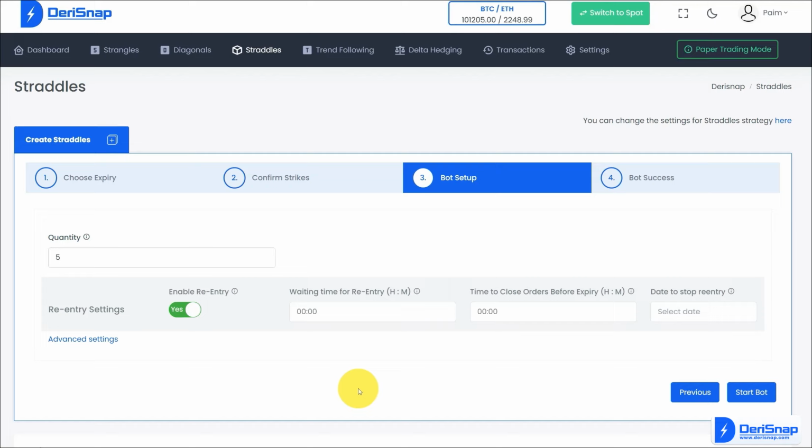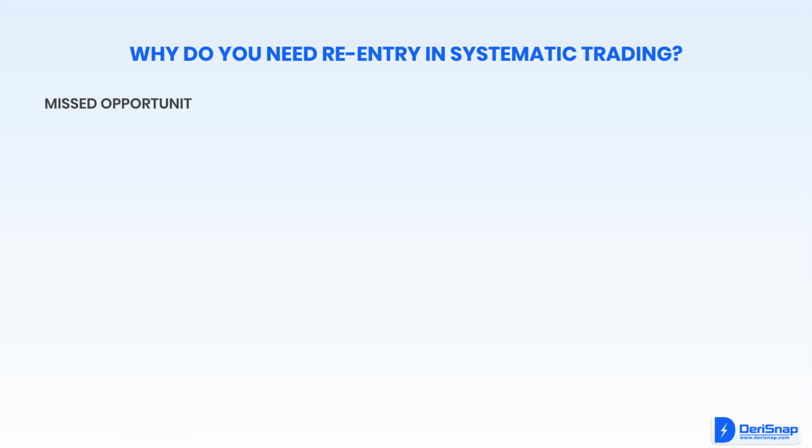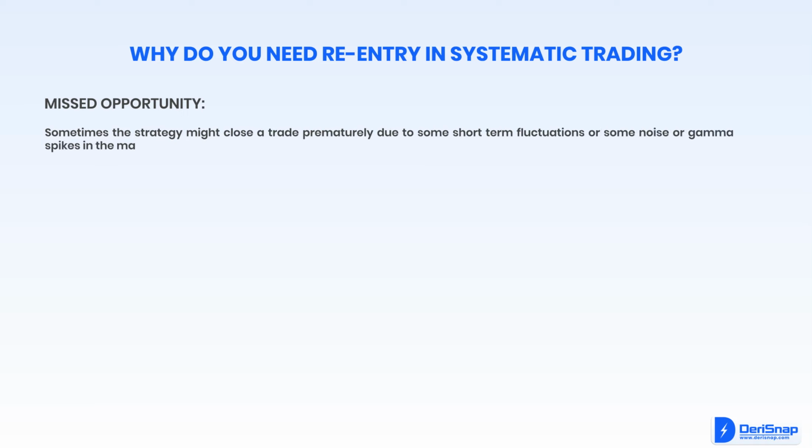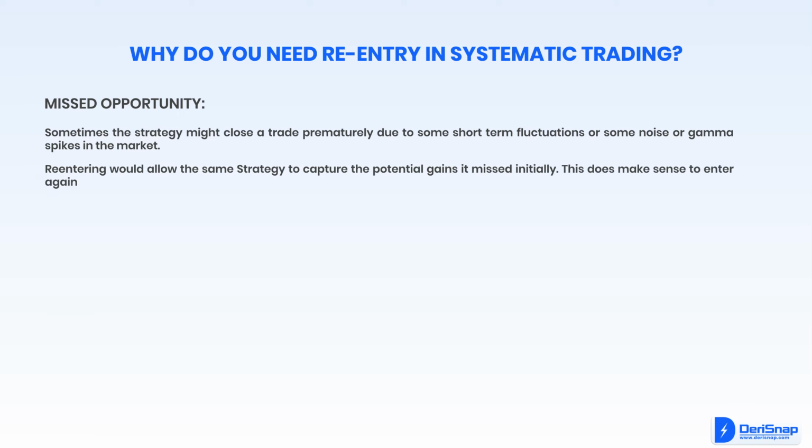First, let me explain why re-entry is the most important feature in systematic trading. Why do you need re-entry in systematic trading? The first is missed opportunity. Sometimes the strategy might close a trade prematurely due to some short-term fluctuations or some noise or gamma spikes in the market. Re-entering would allow the same strategy to capture the potential gains it missed initially. This does make sense to enter again.